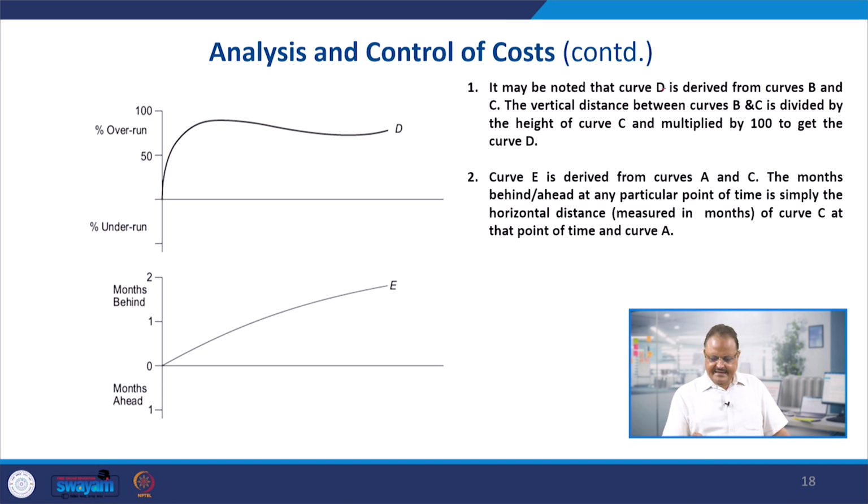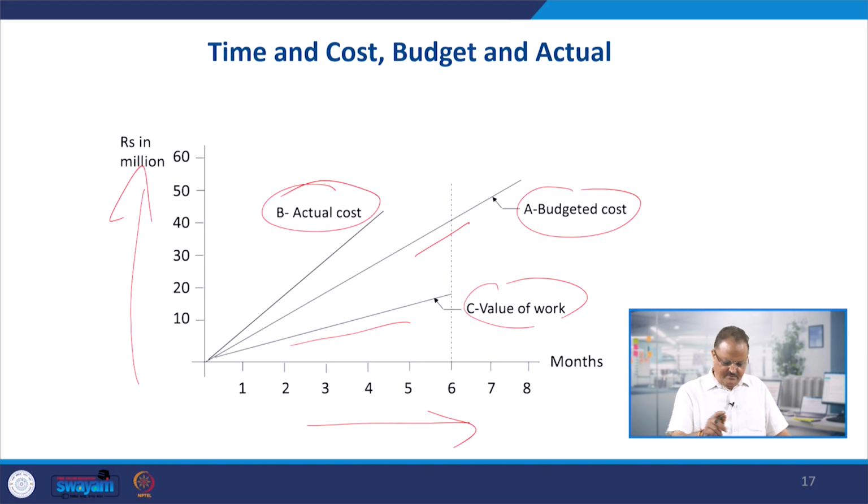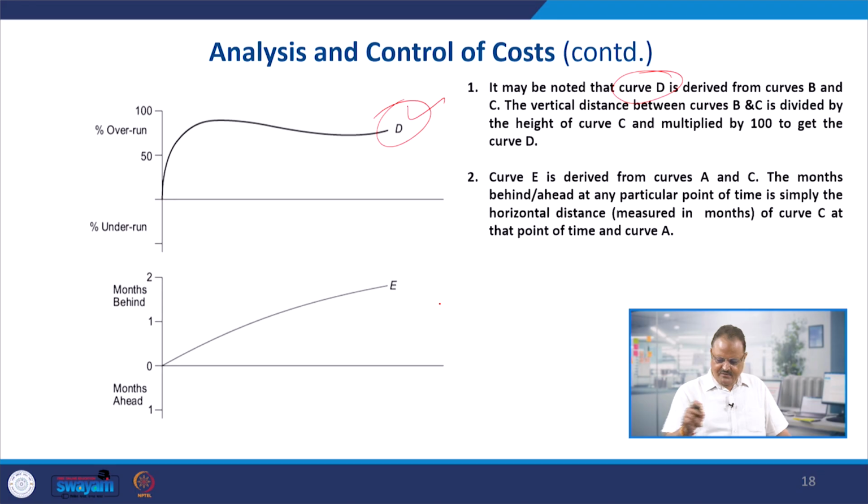It may be noted that curve D, this is the curve D, is derived from B and C. This is the B and this is the C. It is derived from the curves B and C. The vertical distance between curves B and C is divided by the height of the curve C and multiplied by 100 to get the curve D.